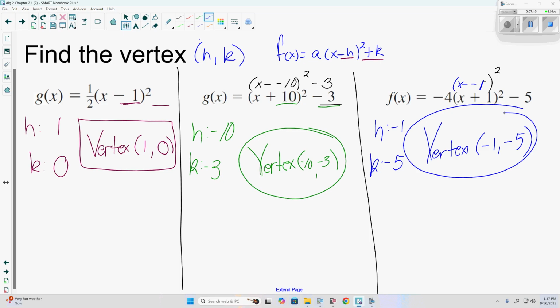Now, if we have to graph these, having the vertex gives us a starting point to graph from there. For the most part, we're not going to have a value for b in finding the vertex, because the value for b and that h value interact with each other in a weird way. We're not going to mess with it.